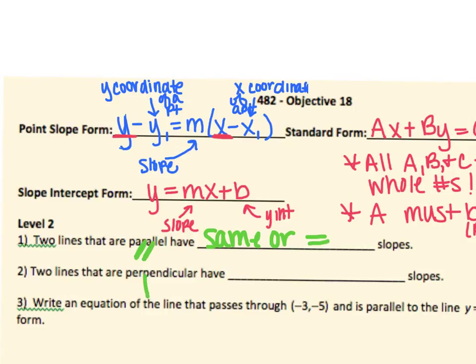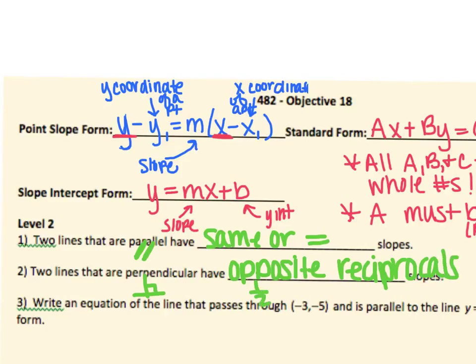Now, perpendicular lines, those are two lines or segments that meet at right angles. Those slopes are going to be opposite, meaning positive and negative, and they're also going to be reciprocals. So if one slope was 1/2, the perpendicular slope would be -2/1. Okay, so the reciprocal part just flips it, and then the opposite, if it starts out positive, it'll become negative, and if it starts out negative, it will become positive. So it just changes the sign of the slope.